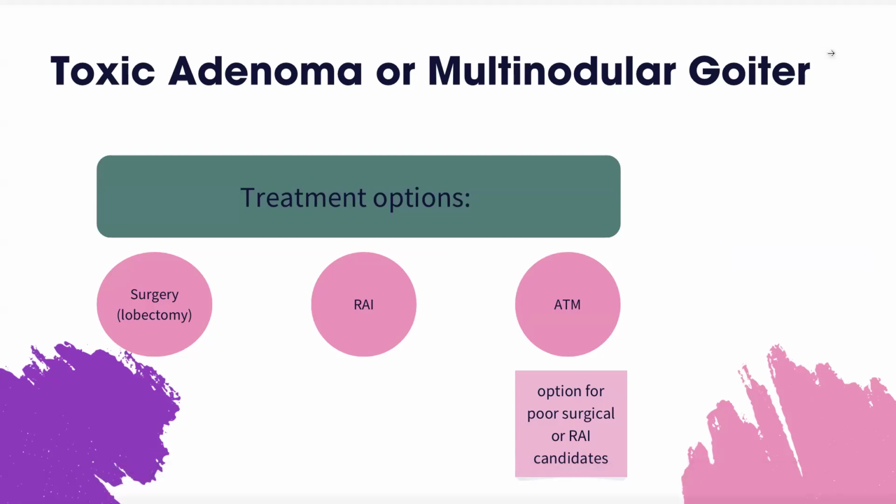So for those toxic adenomas or multinodular goiters, the ones that light up on your scintigraphy scans, the treatment options include surgery, radioiodine ablation, or your antithyroid medications. Surgery is your best option and should be performed if the patient is a good candidate. If not, you can do the radioiodine ablation or treat with antithyroid medications, which are not a great treatment option, but for someone who can't withstand the radioiodine or surgery, that is kind of your only option.